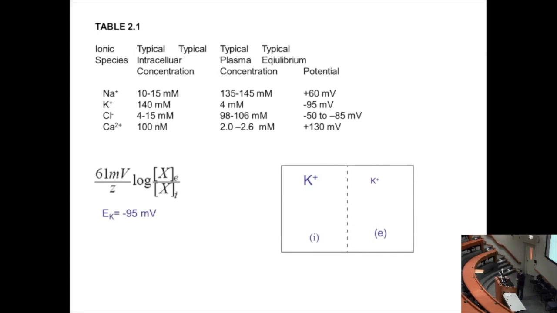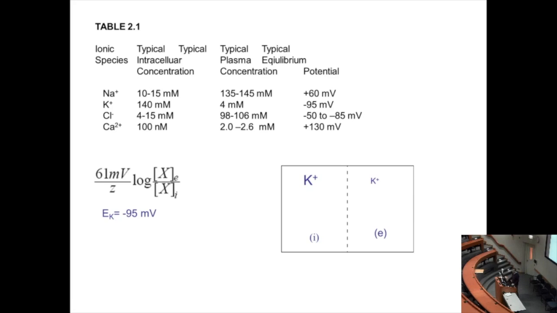So this table tells you what the typical equilibrium potential is for these four very common ions in your body across a typical cell, okay? And you can calculate them all by plugging these numbers into the Nernst equation, and you'll get these numbers over here, all right? And these are typical physiological concentrations, all right?